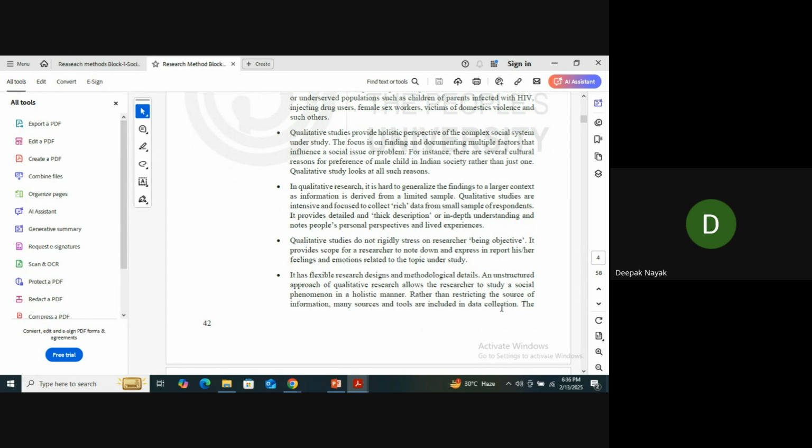One among them is your in-depth interview. Then the other is your focus group discussion. Okay, focus group discussion. Then observation. Okay, observation, participant or non-participant observation.